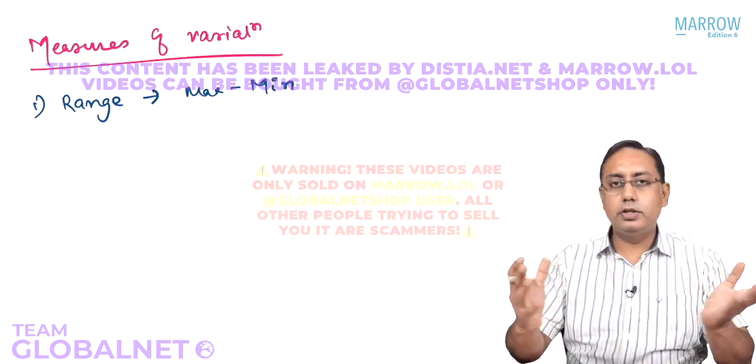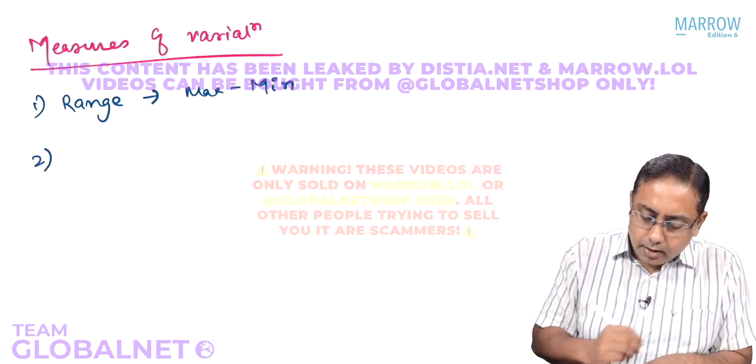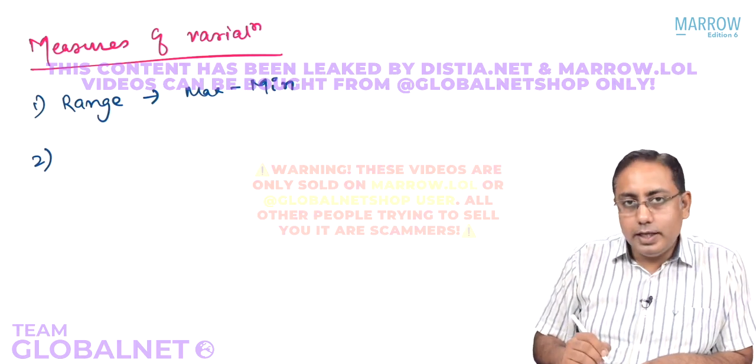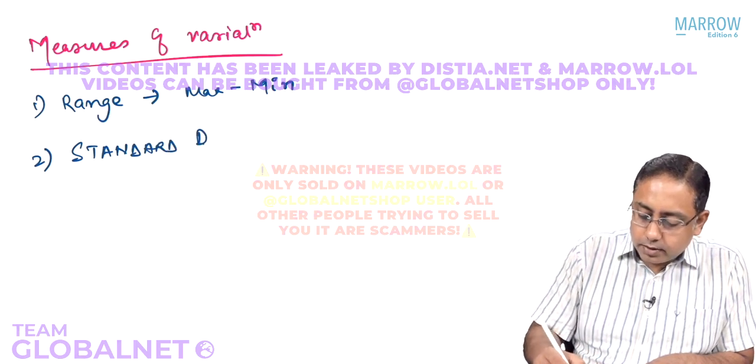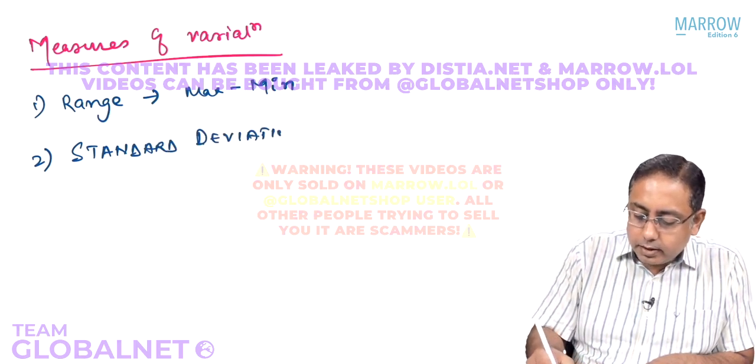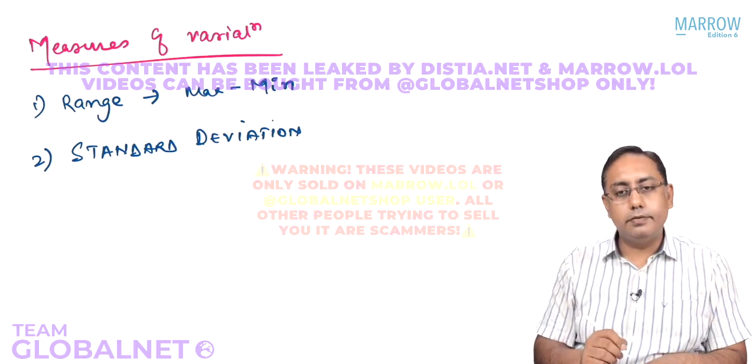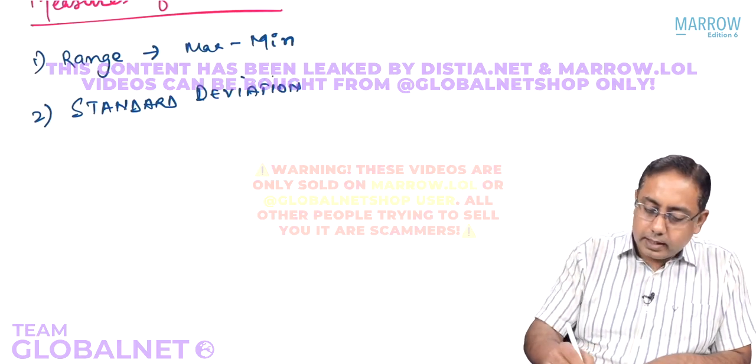It tells you the range of the data, nothing very special. The second measure of variation that you need to study is something called standard deviation. What do you mean by standard deviation? What is the standard deviation? Simple.